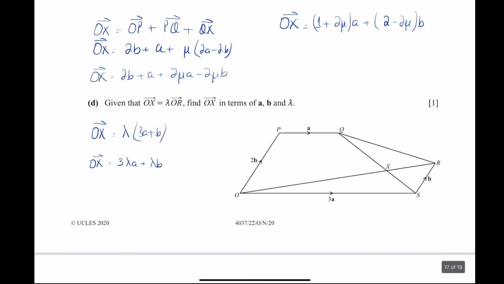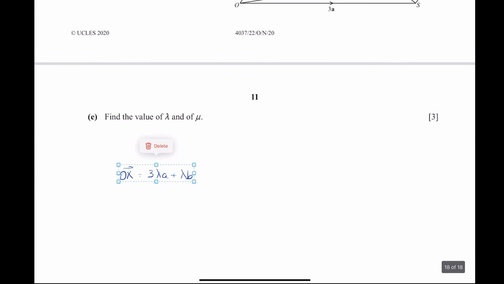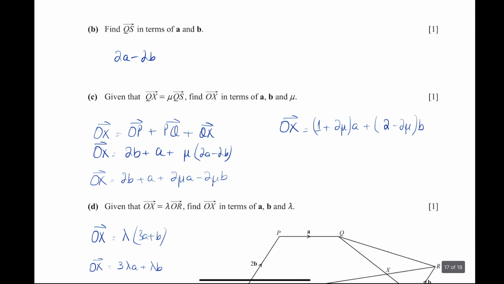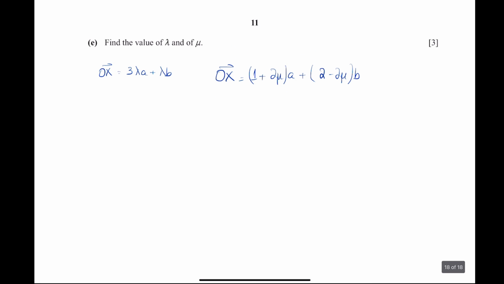Now, as predicted, the next part is that you have to find the value of lambda and mu. This I would like you guys to solve. I'll make it easy for you. I'll write down the two OX's here. Now form two equations and find the value of lambda and the value of mu. Sir, is mu 5/8 and lambda 3/4? Yep, that's what it is.